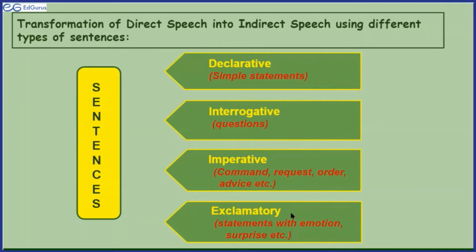Then we have exclamatory sentences. Exclamatory sentences are those which express emotions. Emotions like happiness, sadness, excitement, joy, etc. Are these clear? Yes, ma'am. Are you familiar with these 4 types of sentences? Yes, ma'am. Good.